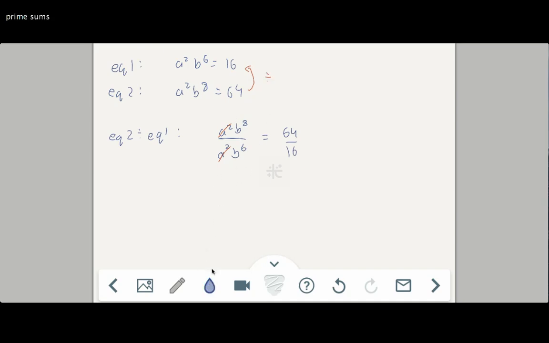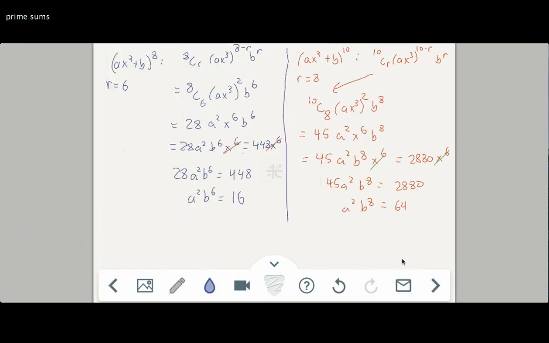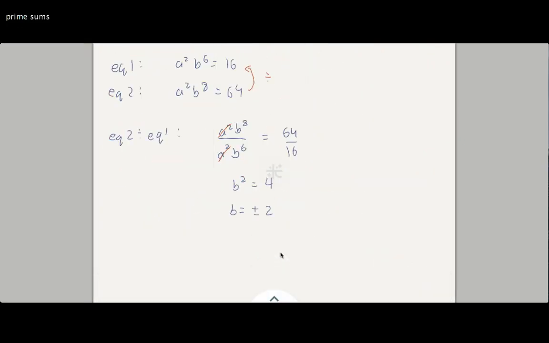So we have b to the 8 over b to the 6, which is just b squared. 64 over 16 is equal to 4. So b squared equals 4. Therefore, b would be plus or minus the square root of 4, which is plus or minus 2. But we were told that a and b have to be strictly positive. So b has to be positive 2. Can't be negative 2.